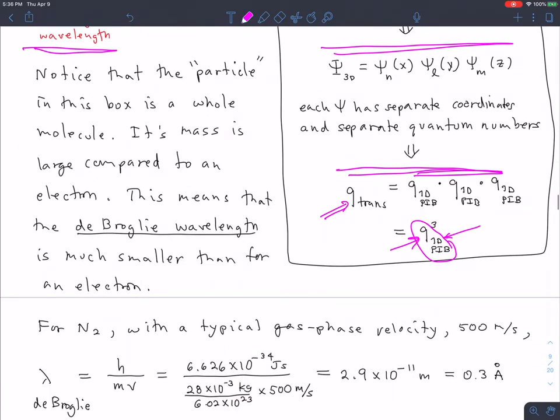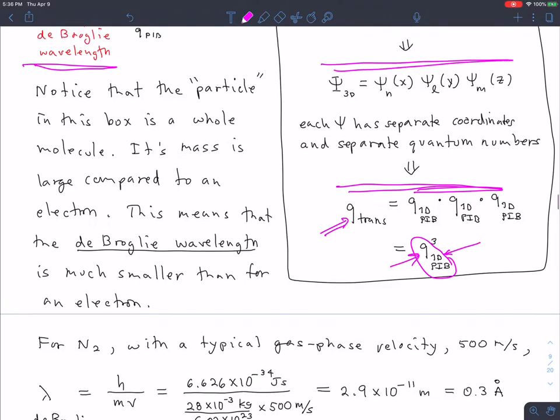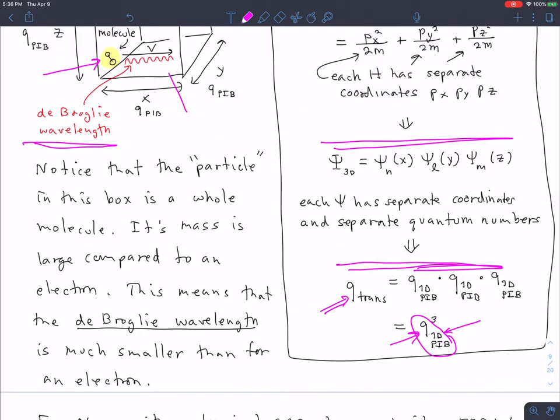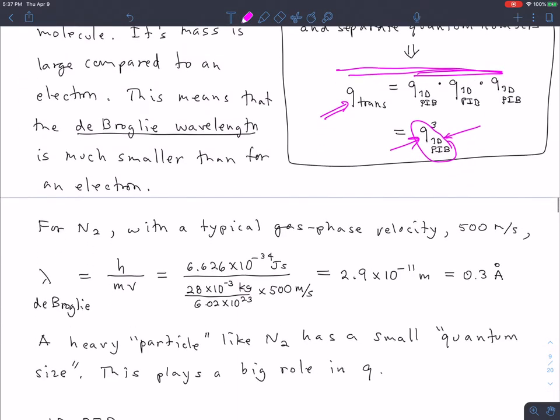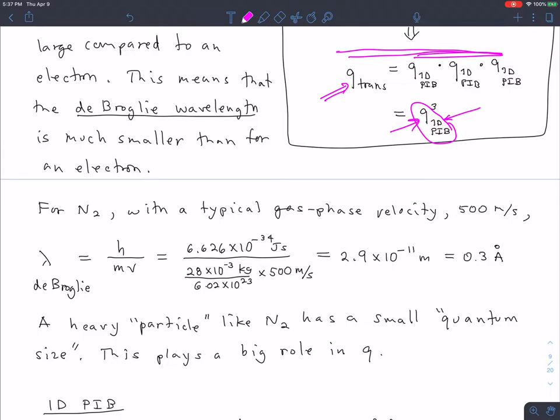Before we do that, we're going to do that next. Let me just note that normally when we talk about a particle in a box, for most students, I think what you're familiar with is electrons in a box. Electrons are light. Molecules are quite a bit heavier. That means their de Broglie wavelengths are a lot shorter. Let's calculate how short they are. That's going to be an important number later on anyway.